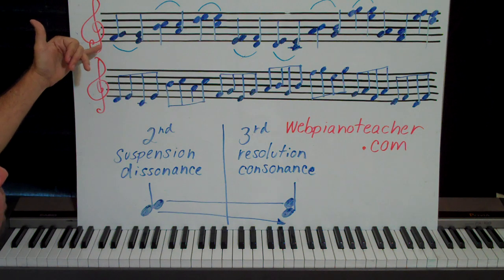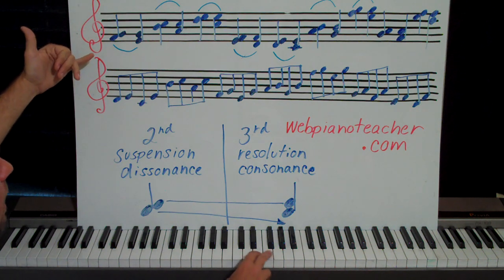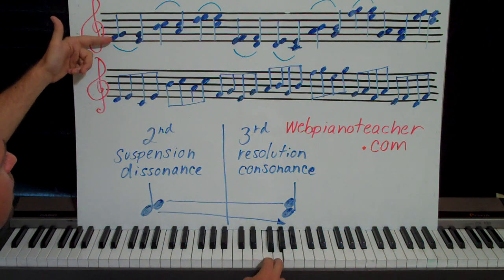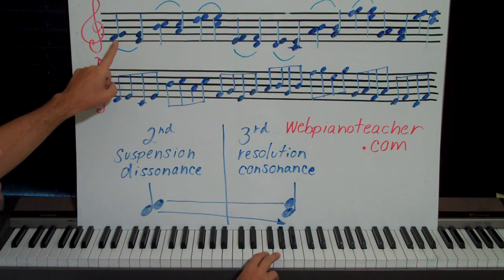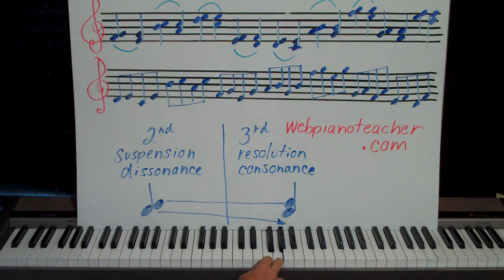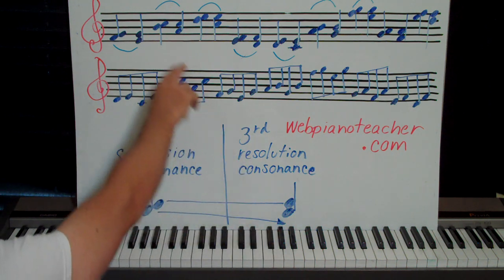Alright, so let's look at the first one. We're doing treble clef. We have F and G together, and we're resolving that to E and G. Now remember, I said there's a note that's going to stay the same. The G stays the same, and the F moves to the E. That's suspension resolution. It's very expressive. It's very beautiful. Alright, let's do another one here.